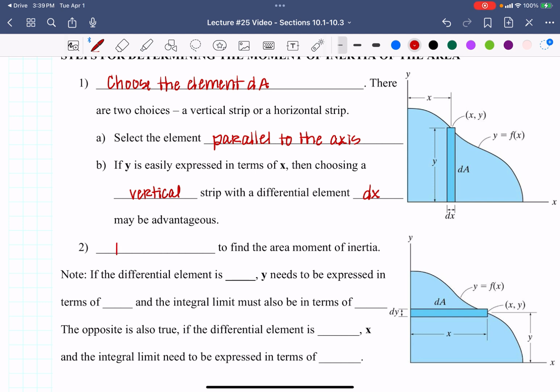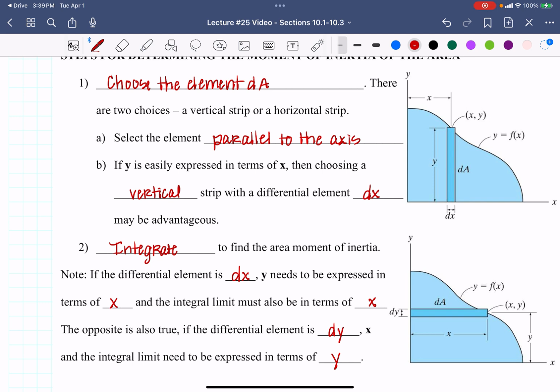So next you're going to integrate to find the moment of inertia. Note that if the differential element is d of x, y needs to be expressed in terms of x, and the integral limit must also be in terms of x. The opposite is also true. If the differential element is d of y, x and the integral limit need to be expressed in terms of y.